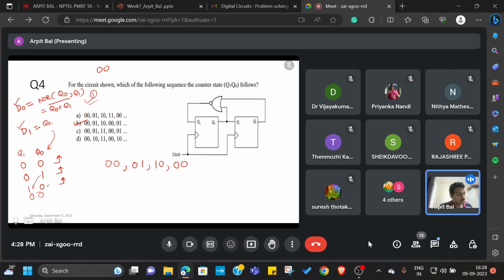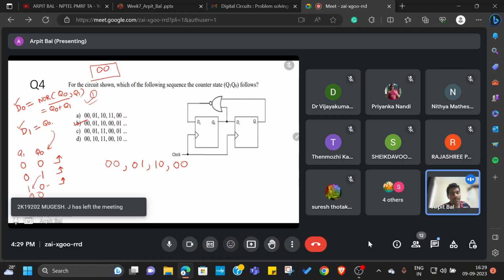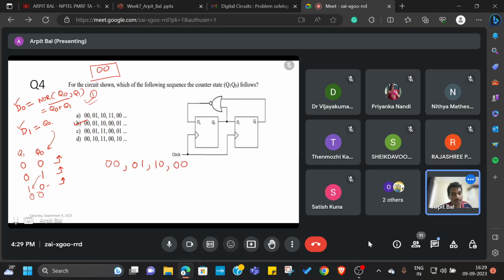Okay, so here we try to figure out the D0 and D1 values, and after figuring that out, we take an initial state assumption that it is 0 0. If the initial state is not mentioned in the question, then you can safely assume it to be 0 0. Then proceed with figuring out the D0 D1 values and the Q1 Q0 values. That's what we did, and we arrived at the answer.